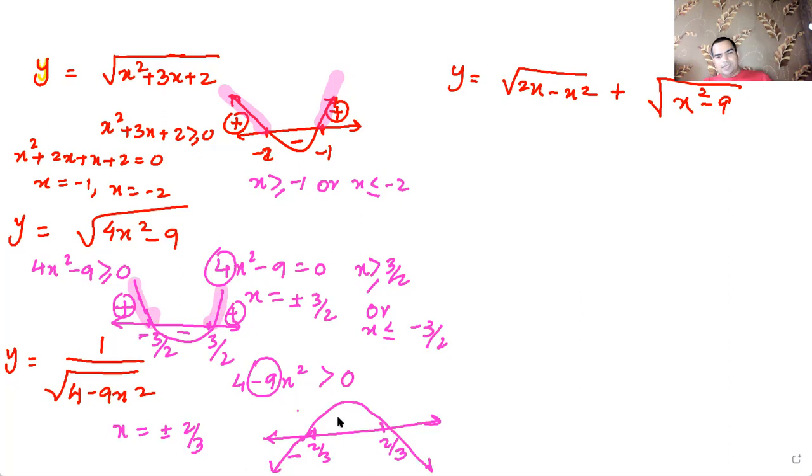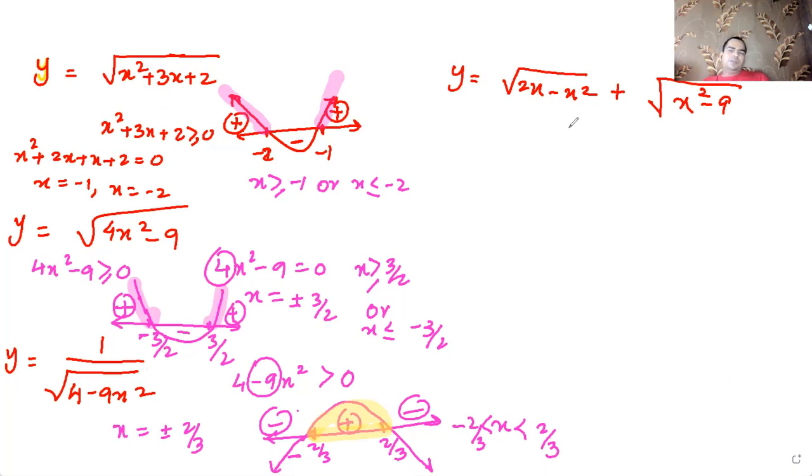So in this case, your sign diagram is negative, positive, negative, because anything below the x-axis is negative and anything above the x-axis is positive. So you want to see where it is positive, and that's happening between negative 2 over 3 and 2 over 3. That is this part of the graph where you can see it's positive. So that's how you find the domain for square root functions.